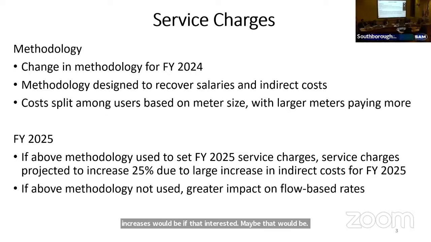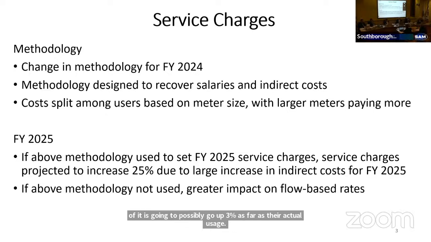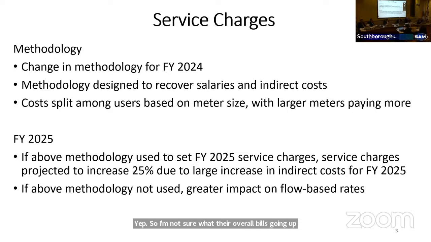But Marguerite, don't forget that their overall bill's not going to go up 25%. Just a piece of it is. The rest of it is going to possibly go up 3% as far as their actual usage. I'm not sure what their overall bill's going up with that, but it's a mix of the two. Correct. And if they don't use as much, if we have another wet summer, it's hard to predict all those variables.